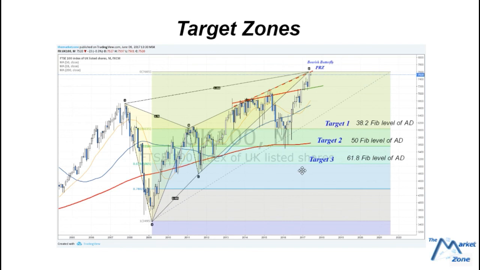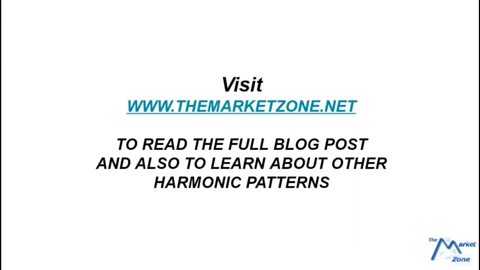But you need to know theoretically that target 1 is set at the 38.2 Fibonacci level, target 2 is the 50 Fibonacci level, and target 3 is the 61.8 Fibonacci level of A to D. That's it, guys. That was the short lesson about butterfly patterns.